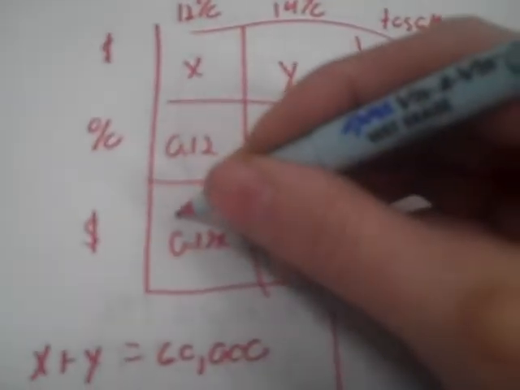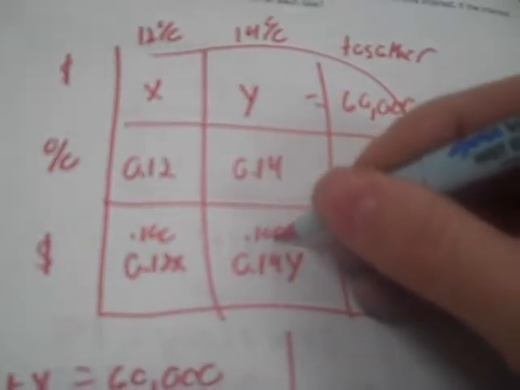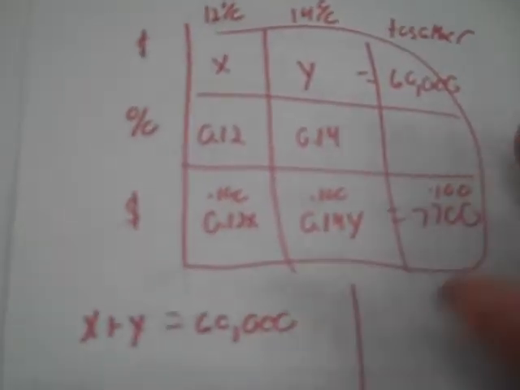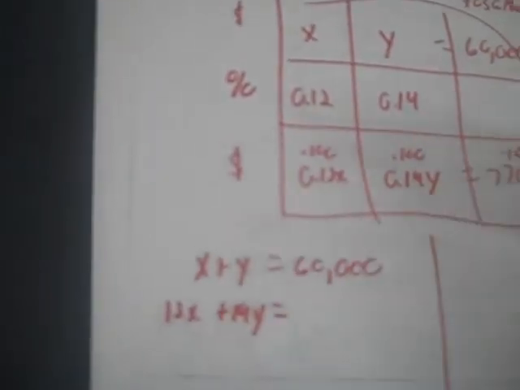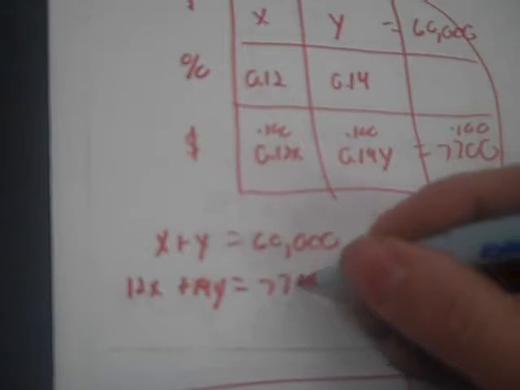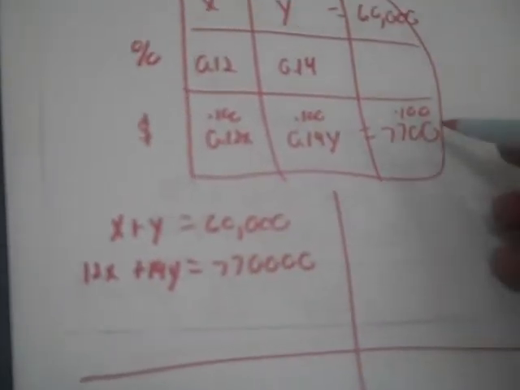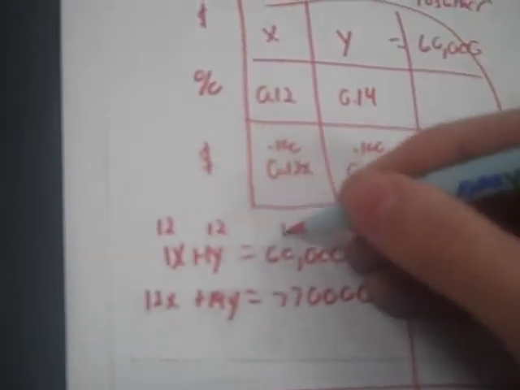And then I see the two equations right here. And I make a system. X plus Y equals 60,000. And then on the bottom, I don't like these decimals, so I times by 100. And that gets rid of the decimals. So that's going to be 12X plus 14Y equals 770,000 when you times it by 100. And then put ones in front. You're going to multiply by 12 here and by 1 here. So it's 12X plus 12Y.